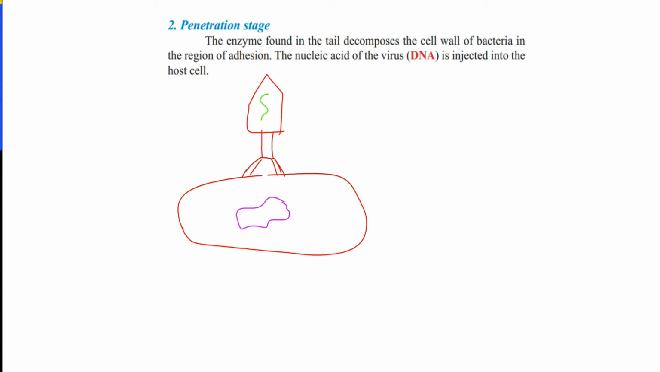It make a hole on surface of bacteria and inject its genetic material or viral DNA into the cytoplasm of bacteria. So we call it penetration stage because the viral DNA is penetrated or injected into the host cell through tail and through the hole which make on the surface of host cell.